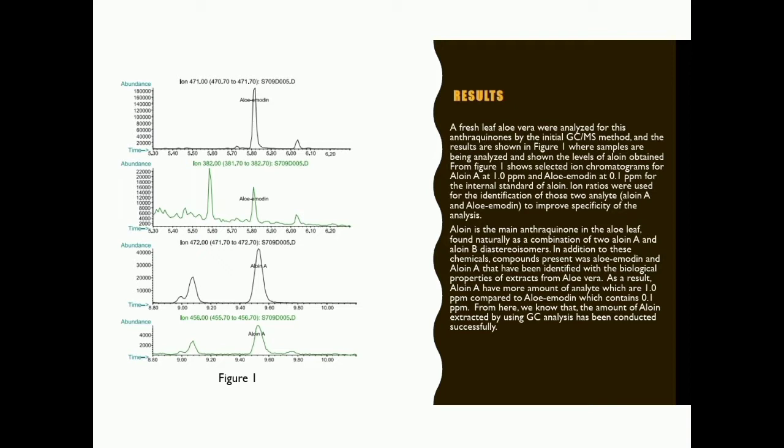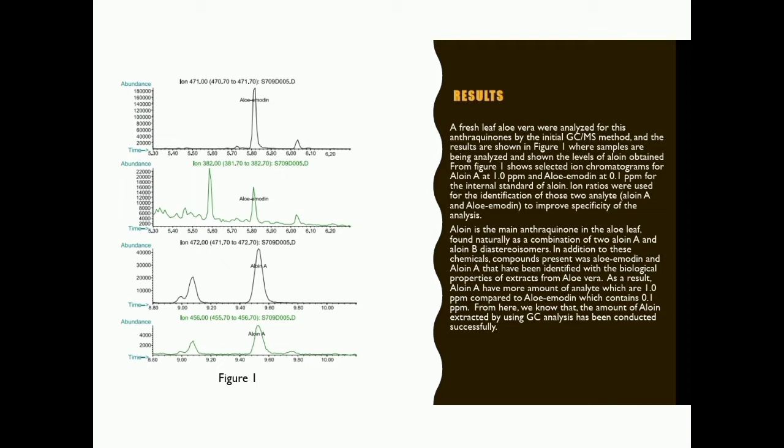Figure 1 shows the selected ion chromatogram for aloin A at 1.0 ppm. For the internal standard of aloin, ion ratios were used for the identification of those two analytes, which are aloin A and aloe-emodin, to improve the specificity of the analysis. Aloin is the main anthraquinone in the aloe leaf, found naturally as a combination of two stereoisomers, aloin A and aloin B.